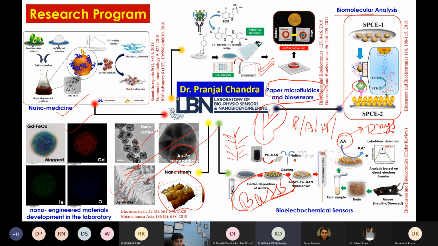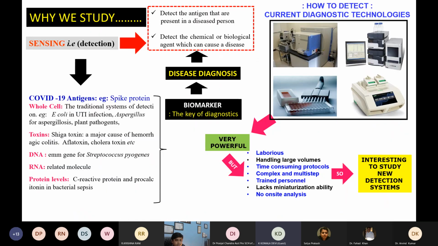In this case, I have shown the mouse model. Mouse is a little more typical, but that can be done in the plant as well. Basically, if I talk about nano sensors in brief, what we study is sensing, which in more general terms is detection. So what do we detect? We detect COVID-19 antigen nowadays.